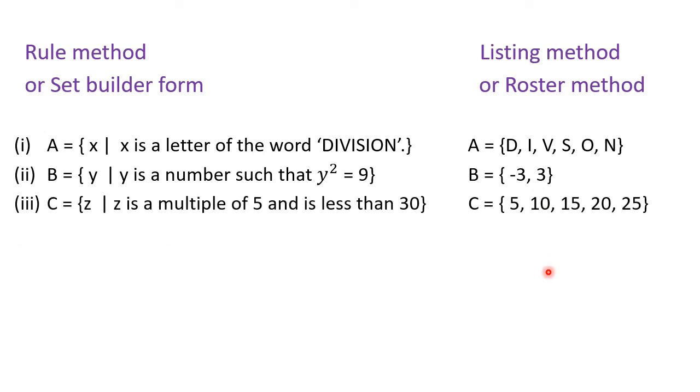Next, this C is the set of all z such that z is a multiple of 5 and is less than 30. z is a multiple of 5, that means you have to write the table of 5, and less than 30 means 30 is not allowed. So you will write the table only up to 25: 5, 10, 15, 20, 25. So this way you can write down the sets by using both the methods. You will understand it better when we discuss the practice set.